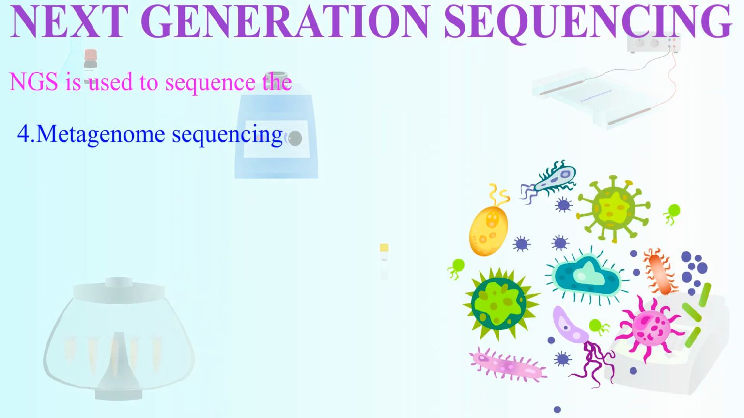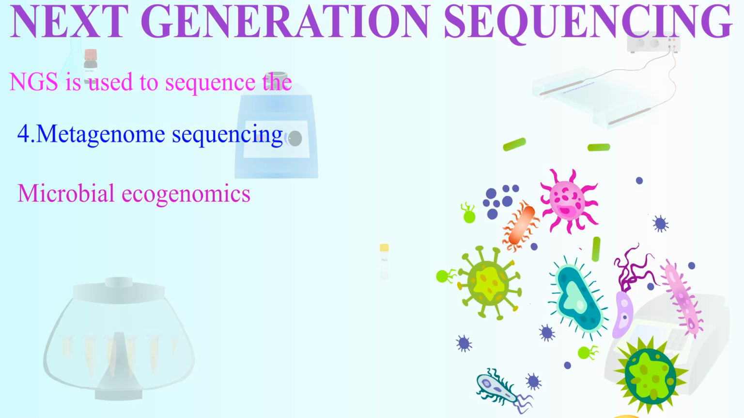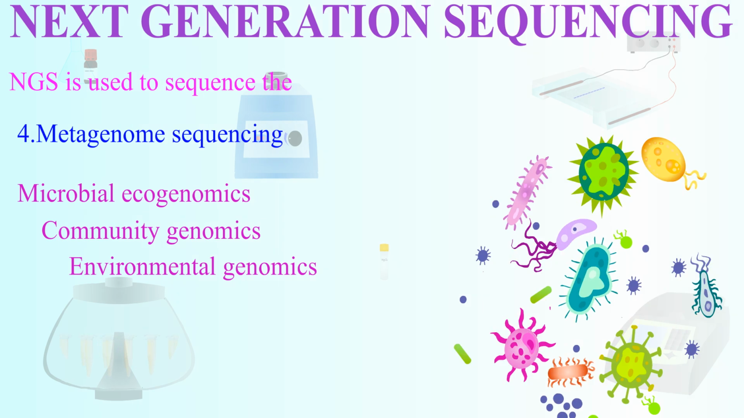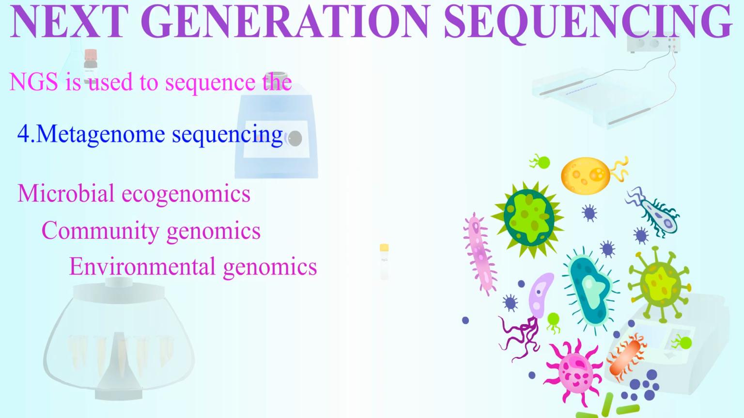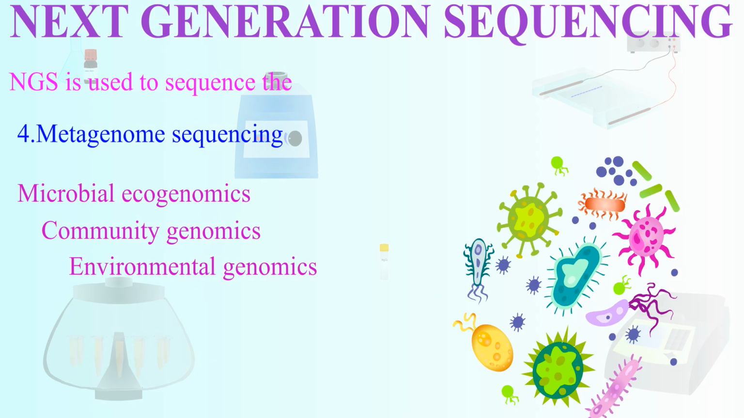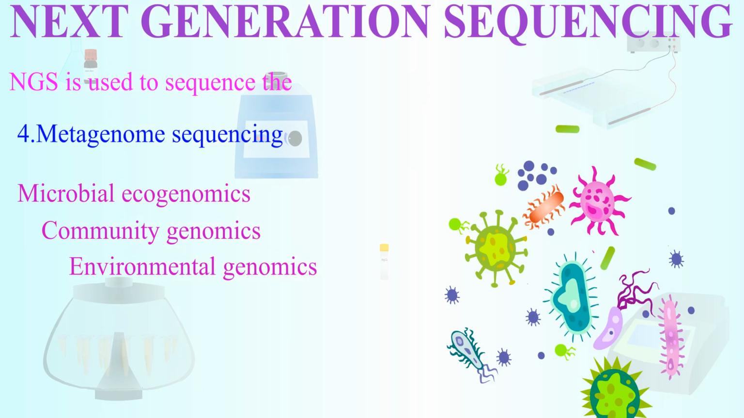4. Metagenome sequencing, also known as microbial ecogenomics, community genomics, or environmental genomics, is the analysis of clinical samples to investigate the population of microorganisms present. The samples are not purified before DNA extraction.